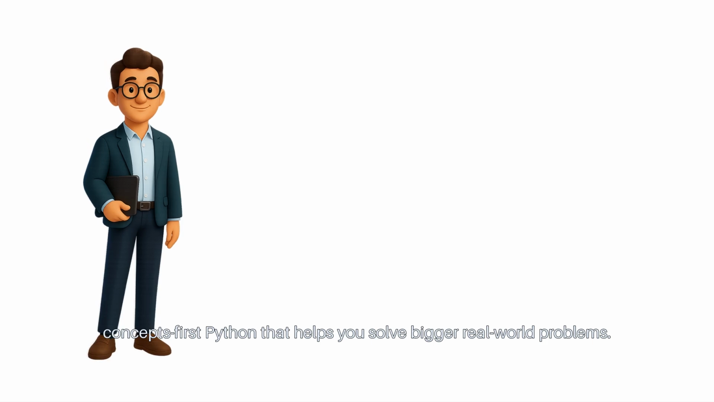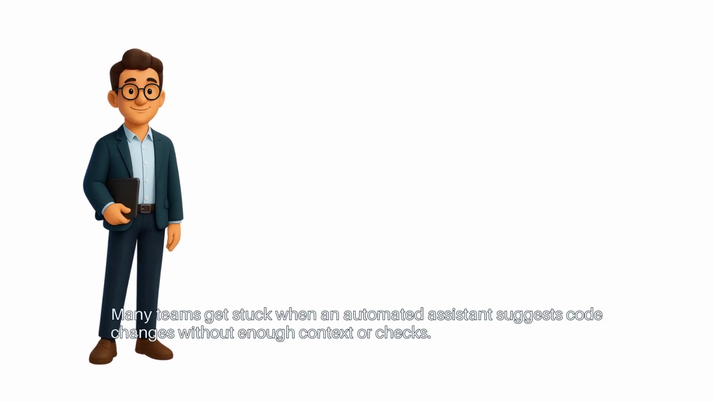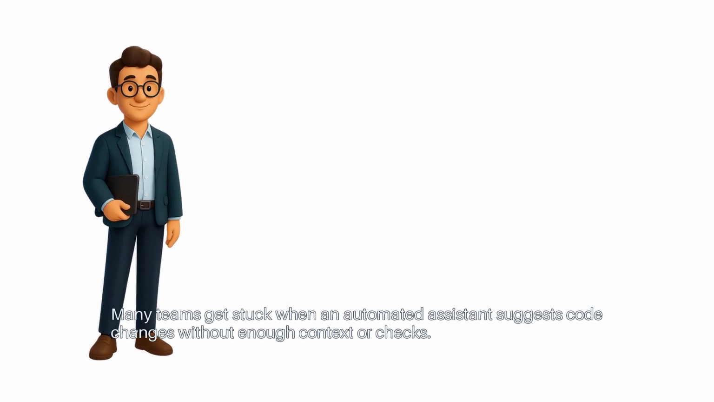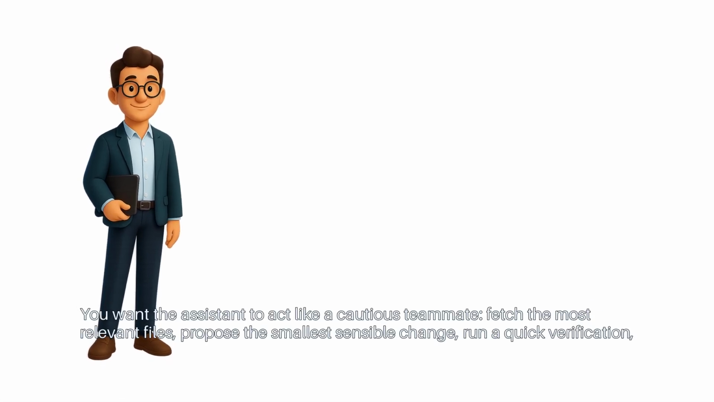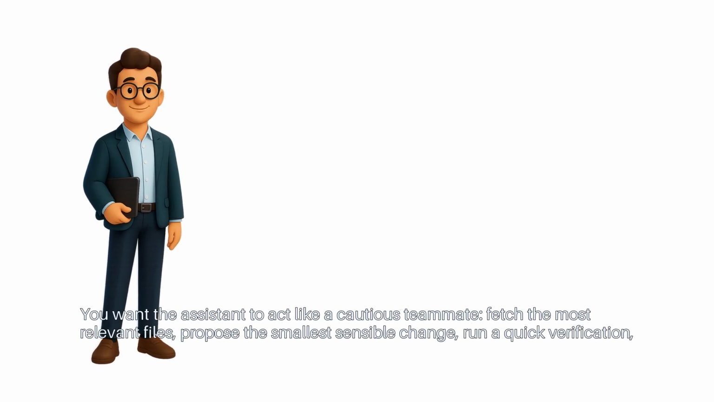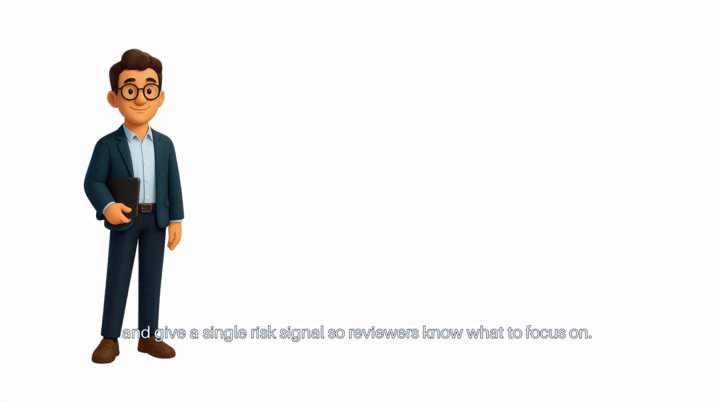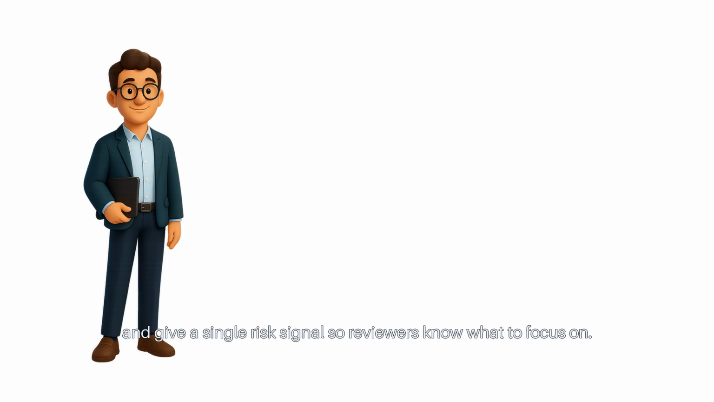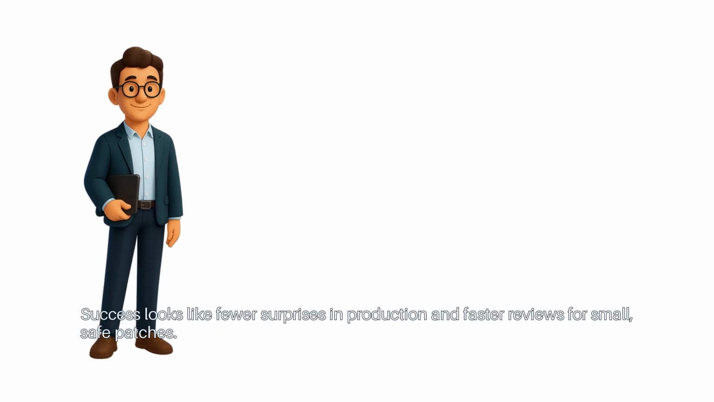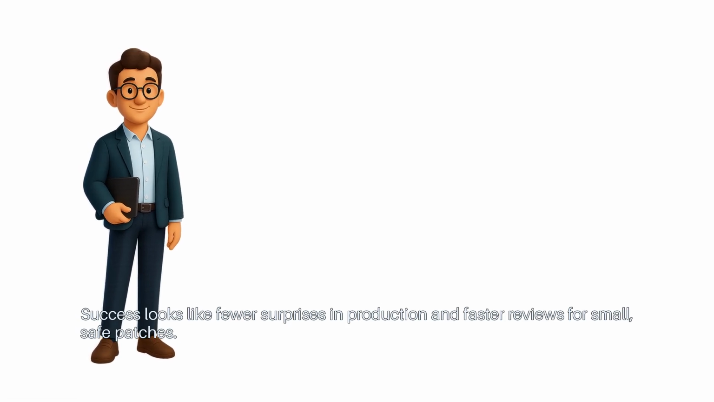Many teams get stuck when an automated assistant suggests code changes without enough context or checks. You want the assistant to act like a cautious teammate. Fetch the most relevant files, propose the smallest sensible change, run a quick verification, and give a single risk signal so reviewers know what to focus on. Success looks like fewer surprises in production and faster reviews for small, safe patches.